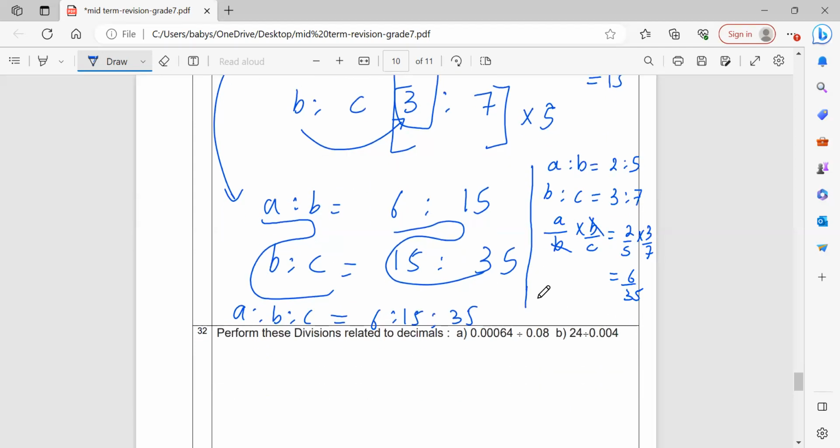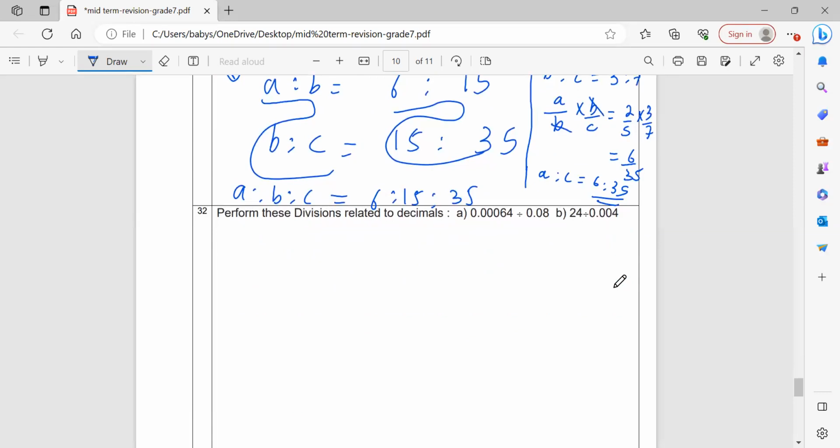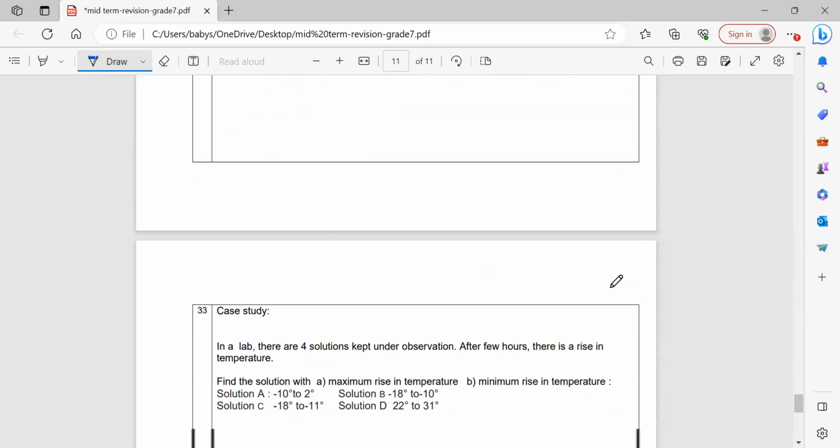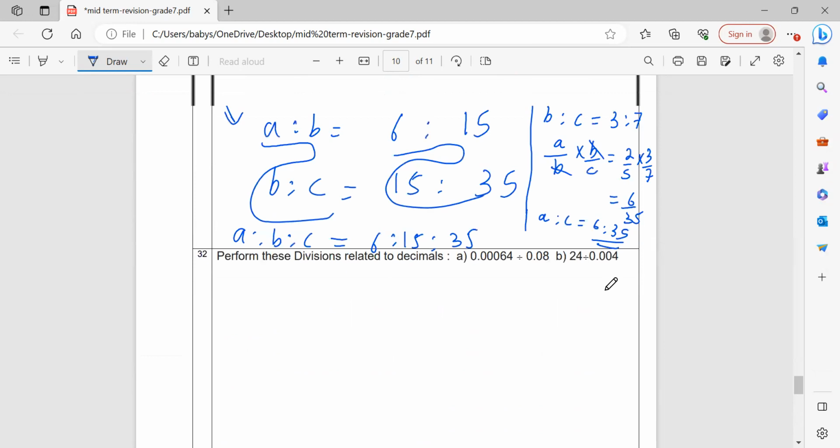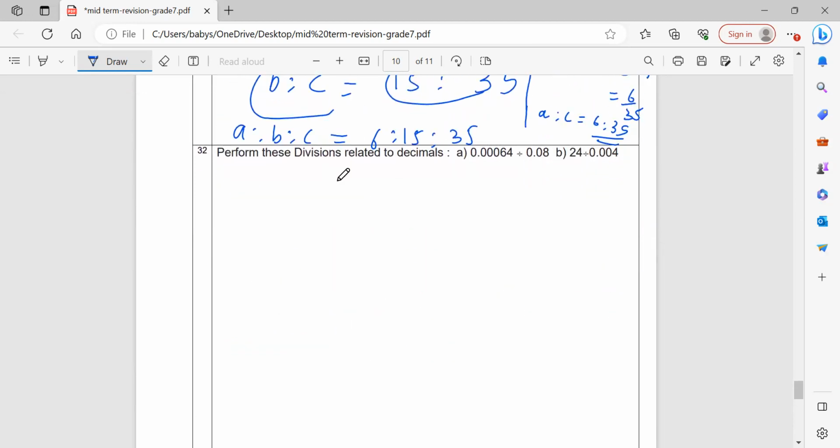A is to C, no? A by C, A divided by C is nothing but A is to C, which is 6 is to 35. You have to be careful about this. And here it is asking you to perform these divisions. Let's finish it off related to decimals. So you should be very careful.